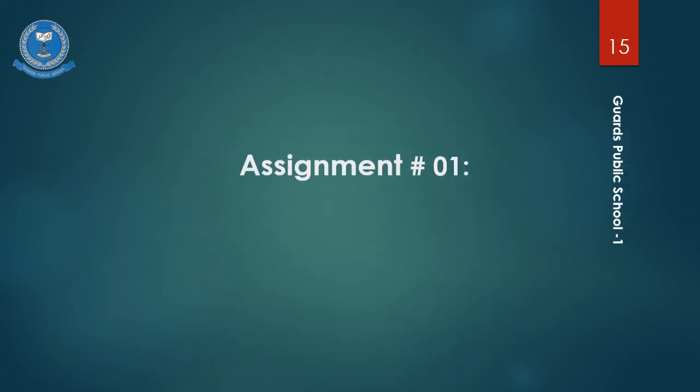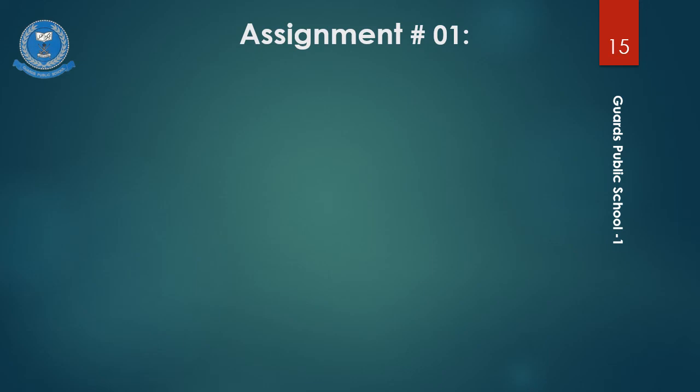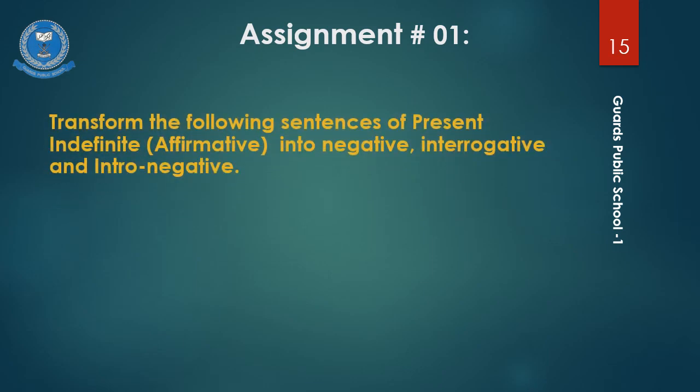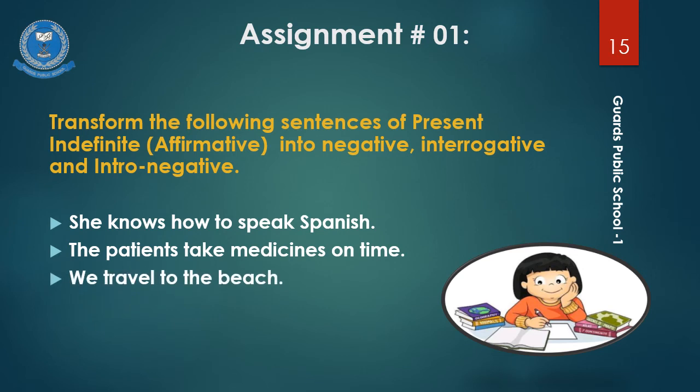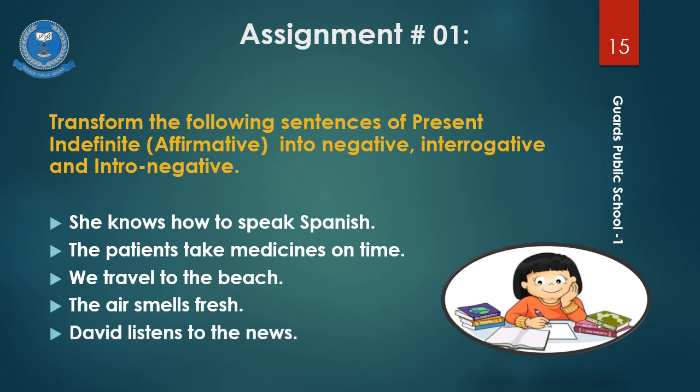It's time for an activity. I have written a few affirmative sentences of present indefinite tense, and you have to change them into negative, interrogative, and interro-negative sentences, as I did in previous examples. And your sentences are: She knows how to speak Spanish. The patients take medicines on time. We travel to the beach. The air smells fresh. David listens to the news.